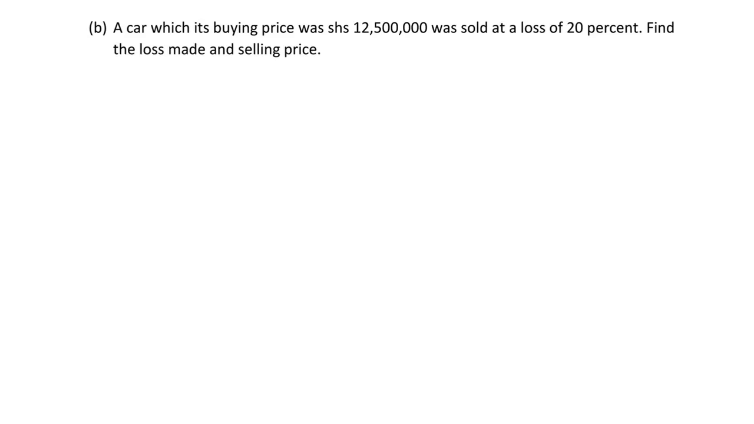Part B, a car which buying price was shillings 12,500,000 was sold at a loss of 20%. We are supposed to find the loss made and the selling price. Okay, so the loss made is going to be 20/100 times 12,500,000, of which after solving the values we are going to get 2,500,000.